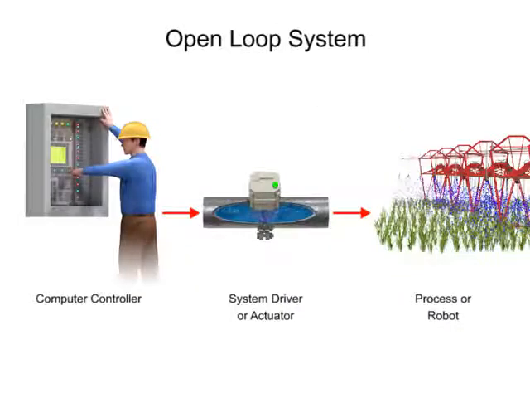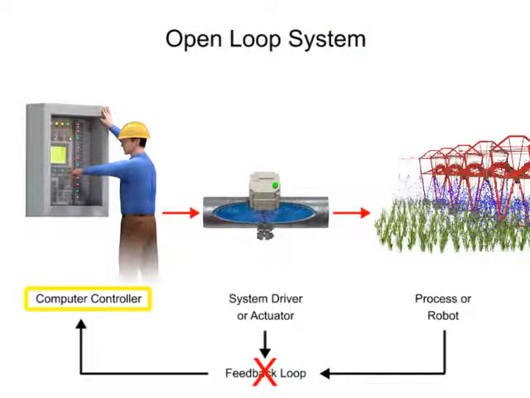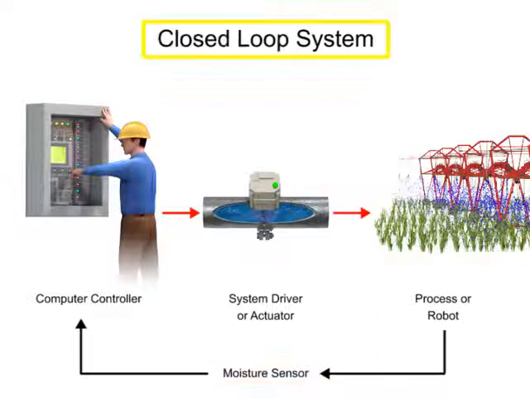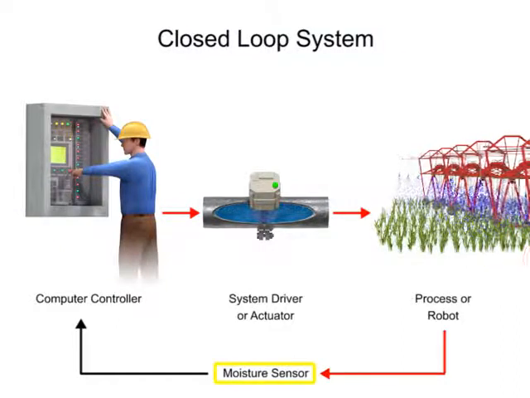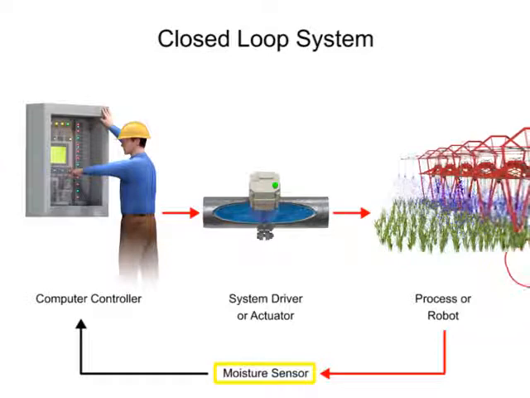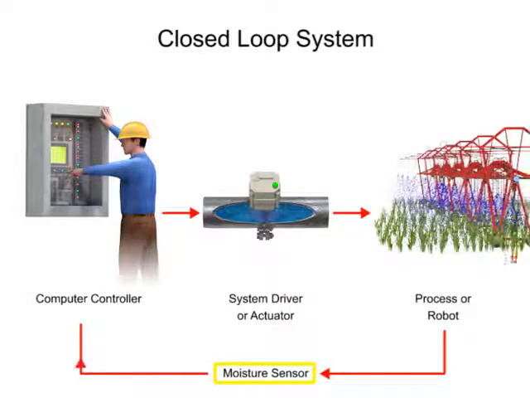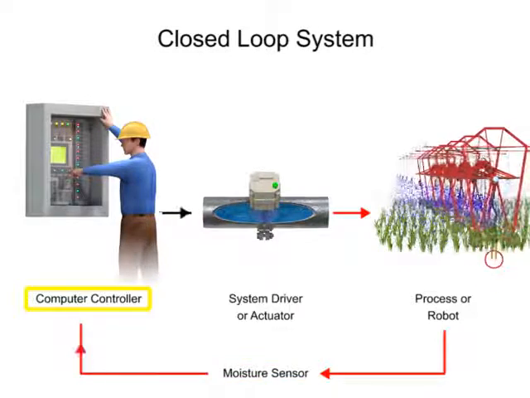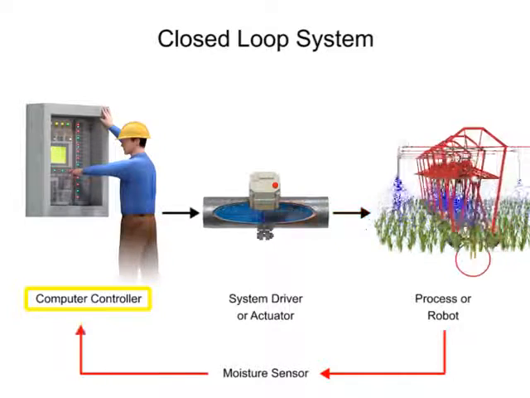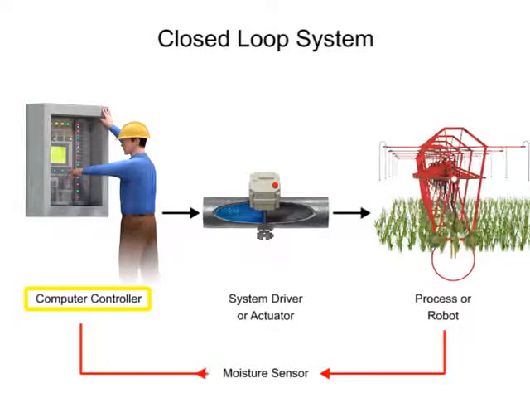In our previous example of a sprinkler, the system was open-loop because the controller received no feedback. But if a moisture sensor is added, it becomes a closed-loop system. The sensor measures the moisture density of the soil and sends that information back to the computer controller. The computer can then make adjustments to the quantity of water coming from the sprinkler.